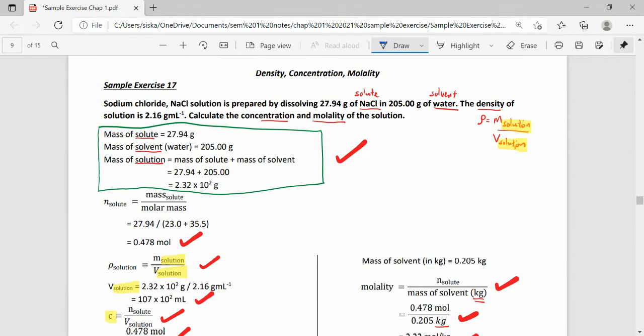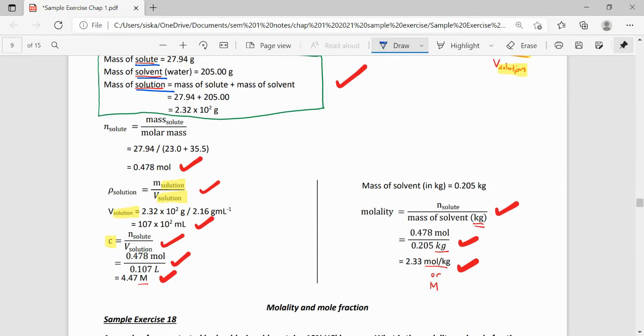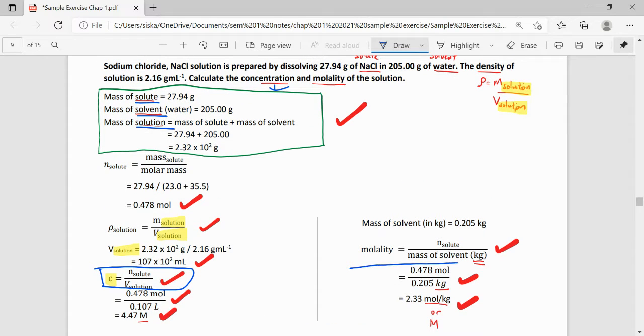Now, this kind of question, sample exercise 17, it combines a lot. That is, it combines density, concentration, and molality. So how to find this kind of answer? First of all, always identify which is the solute, which is the solvent, which is the solution. Then if you want concentration, you write down the formula for concentration. If you are looking for molality, same thing, write down the formula. Then you will know which information, solute, solvent, that you need to use. Another one that I want to highlight is density. Density can help us to find the volume of solution or mass of solution.